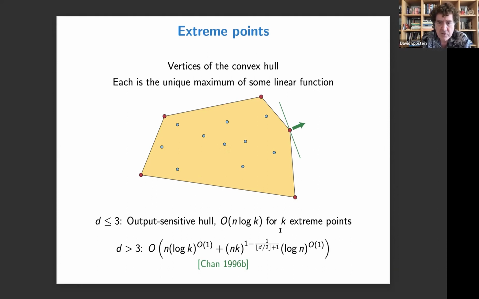If there are k extreme points, they take time n log k. In dimensions greater than 3, you can identify the extreme points in, again, this messy time bound that depends in some way on the parity of the dimension, but is slightly subquadratic in large but constant dimensions.